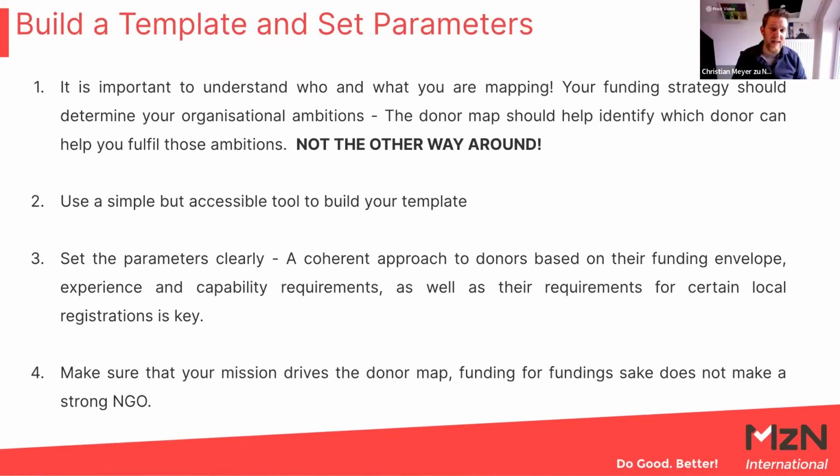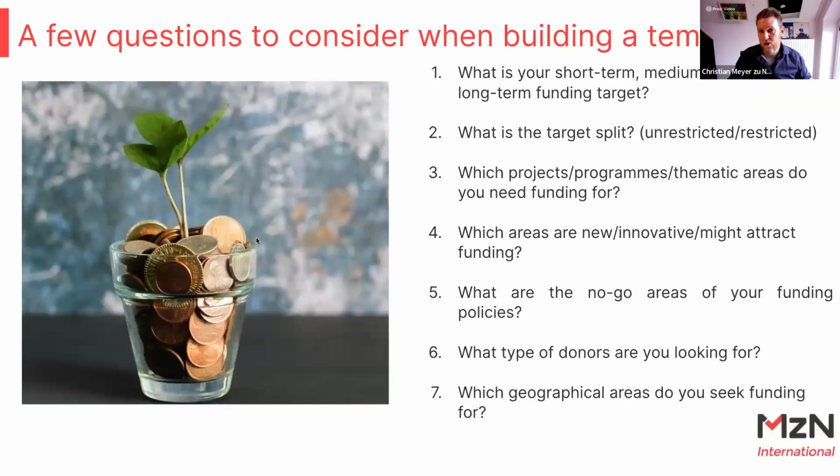Once that important step is made, keep it simple. Make sure that the funding map is simple, easy to read, that nobody needs to read a huge guide, that the parameters are clear, and that they're coherently approached. And I'll show you a couple of ways right now to build a template. Every template for every organization is going to be different. So you need to ask yourself a few really key questions when building that template. And here I'm showing you a few.